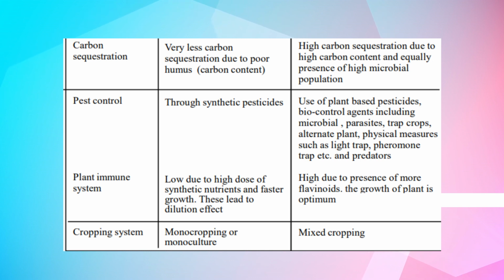Pest control. This is done using synthetic pesticides in the case of chemical farming, and the plant immune system is also quite low due to the high dose of synthetic nutrients and faster growth. All this is leading to certain dilution effects. But in the case of organics, plant-based pesticides and biocontrol agents are used, and due to the high presence of flavonoids, the growth of the plant is optimum. Cropping system. In the case of chemical farming, they follow monocropping or monoculture, but in organic cultivation, the mixed cropping system is followed.